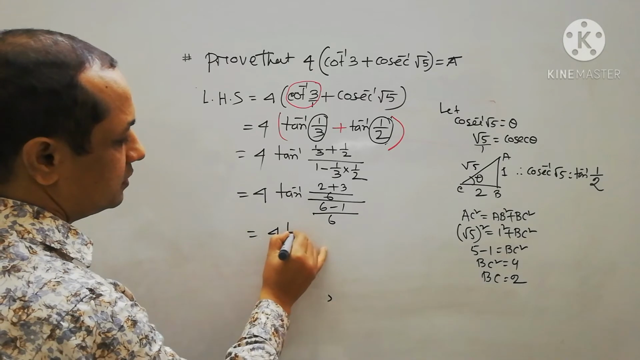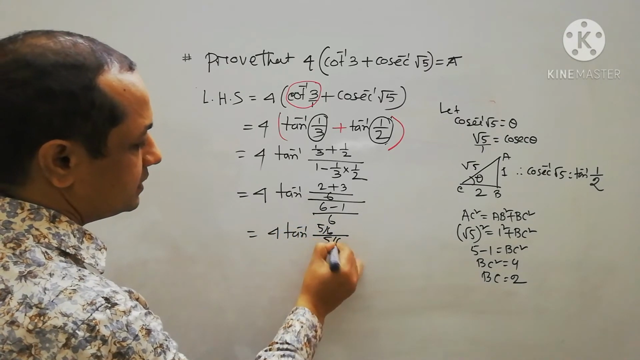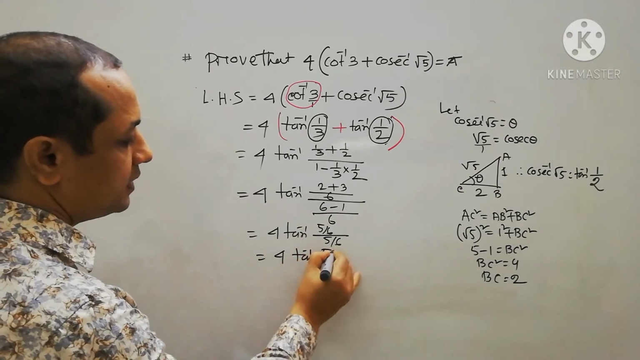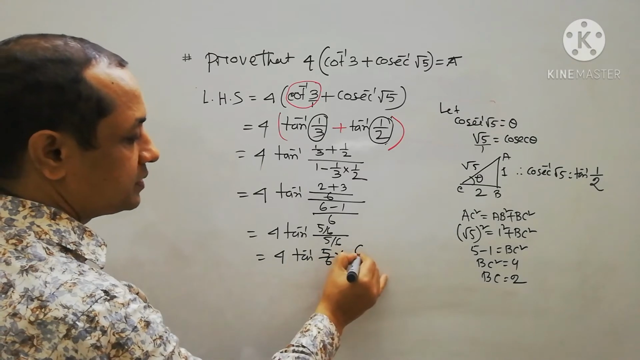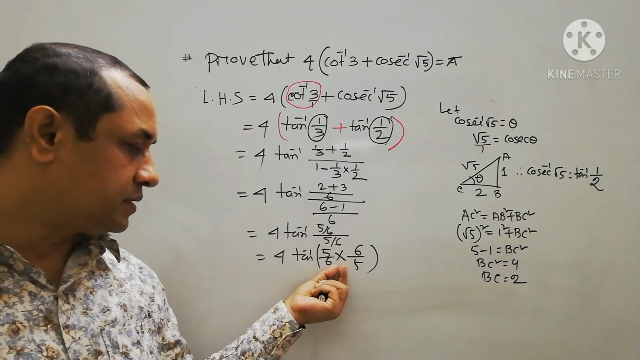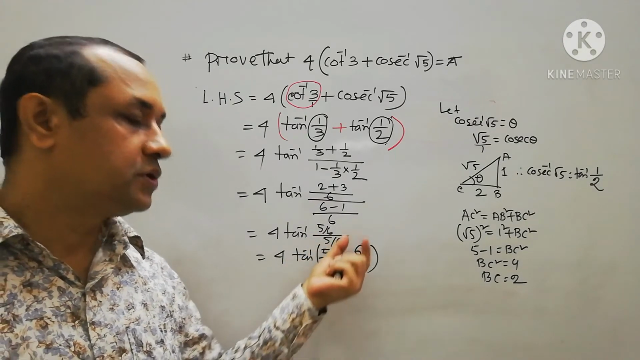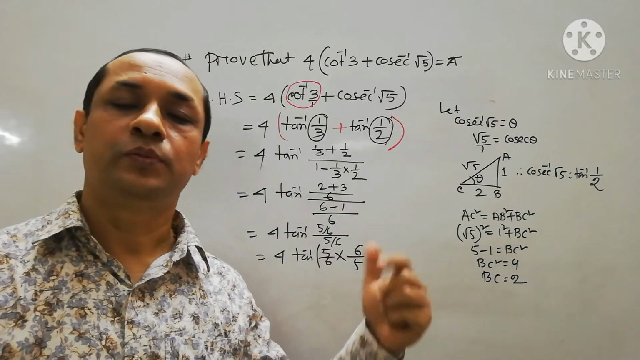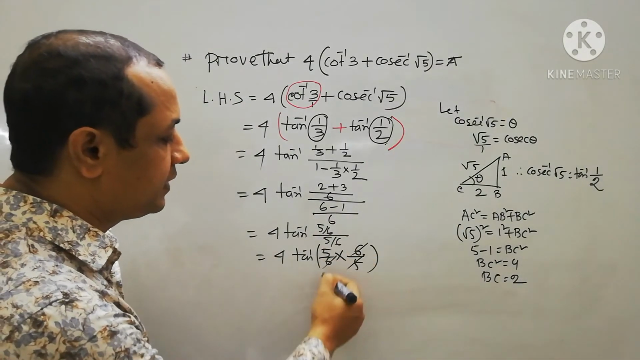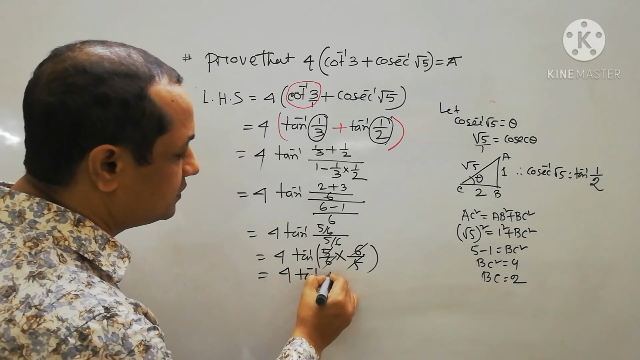So 4 tan inverse 5 by 6, then 5 by 6. Next line, 4 tan inverse 5 by 6 into 6 by 5. Here student, divide with multiplication, divide into, so denominator will be numerator, numerator will be denominator. Now 6 and 6 cancel, 5 and 5 cancel. Then we get tan inverse 1.